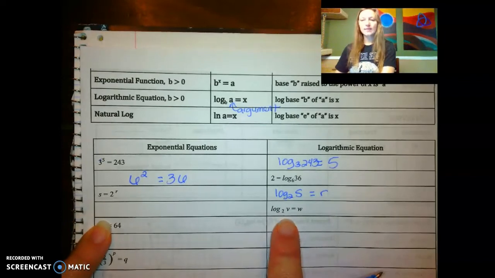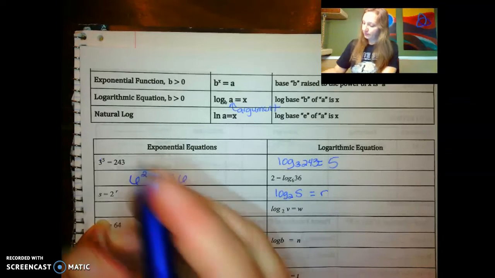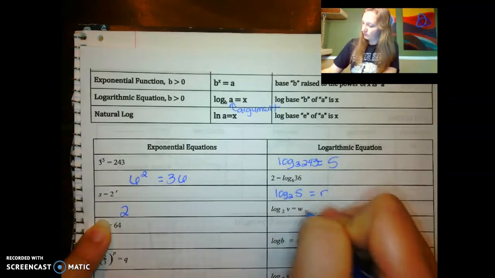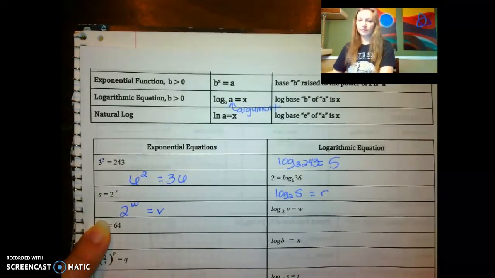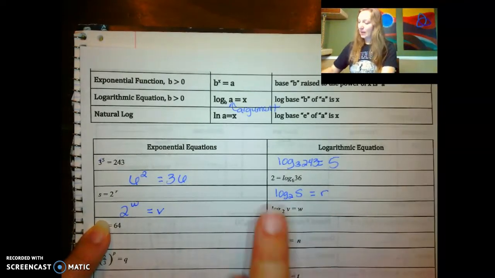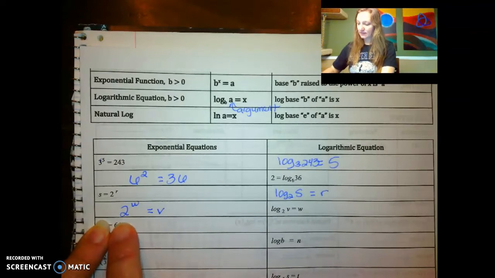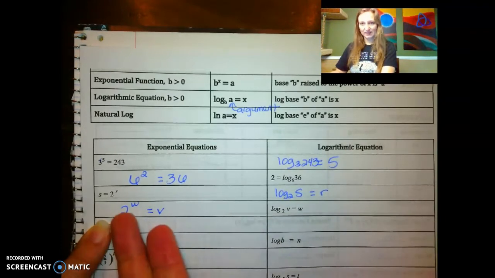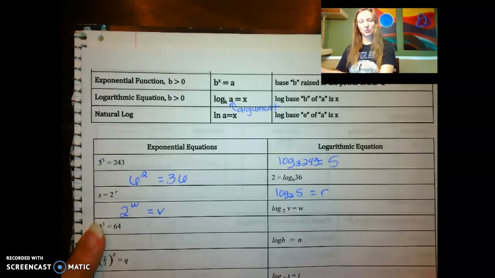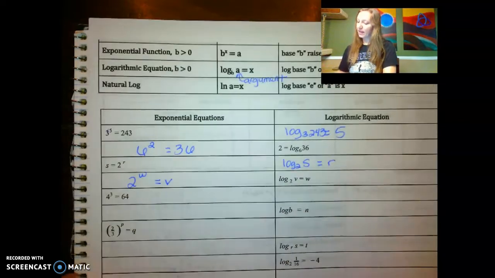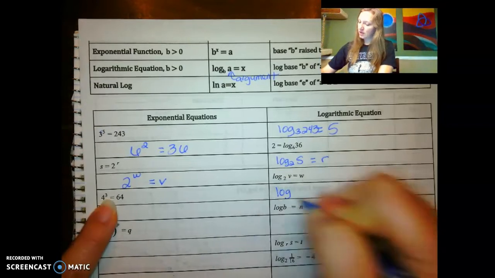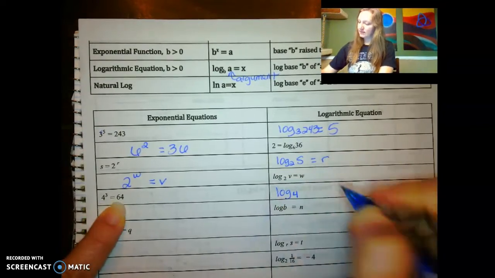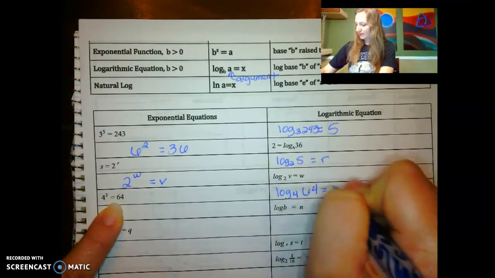Okay? Try the next one on your own. I'm going to give you a minute to think about it. Did you get it? Base stays the base, and the others switch place. Last one. So log, base stays the base, the others switch place.